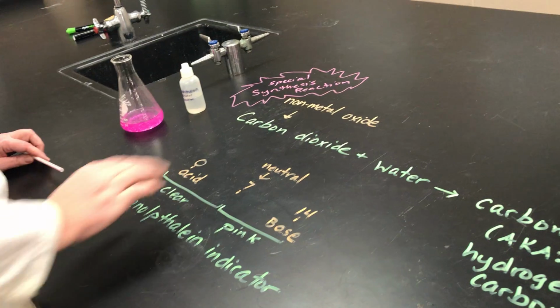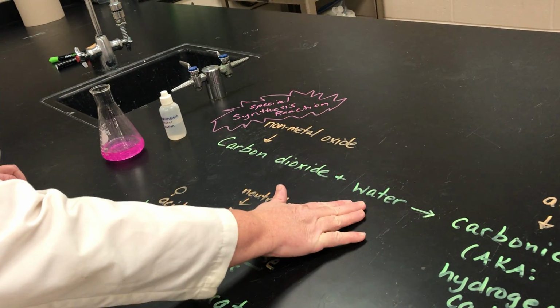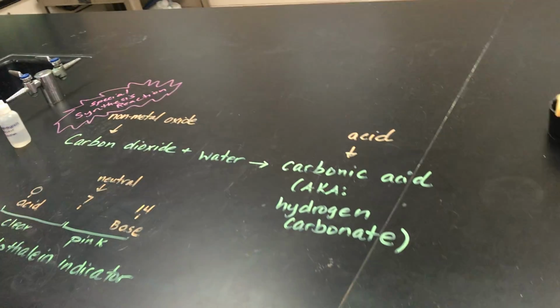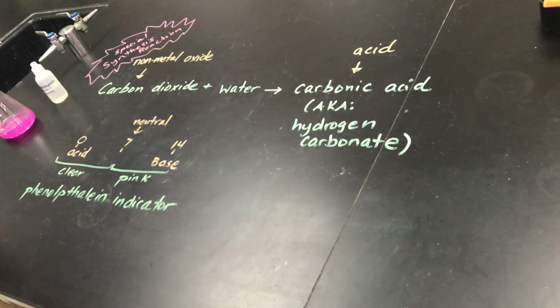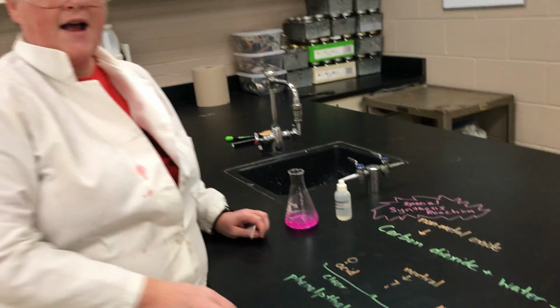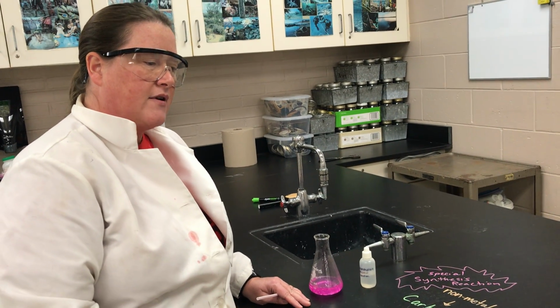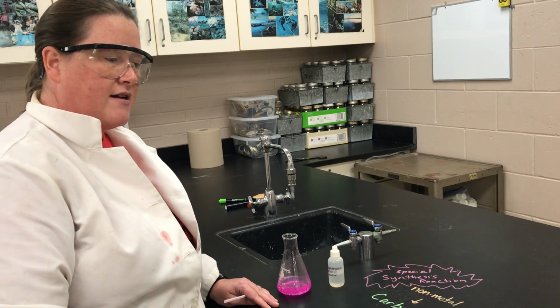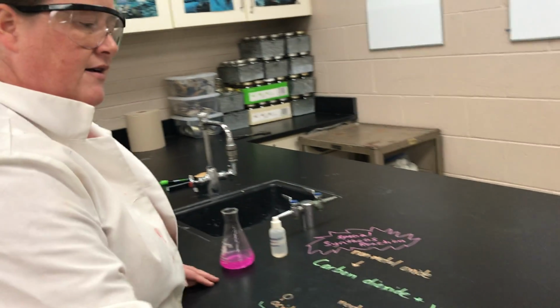And when you take a non-metal oxide and combine it with water, we produce an acid. In this reaction, carbonic acid is produced. And carbonic acid has the hydrogen ion in it and carbonate ion.